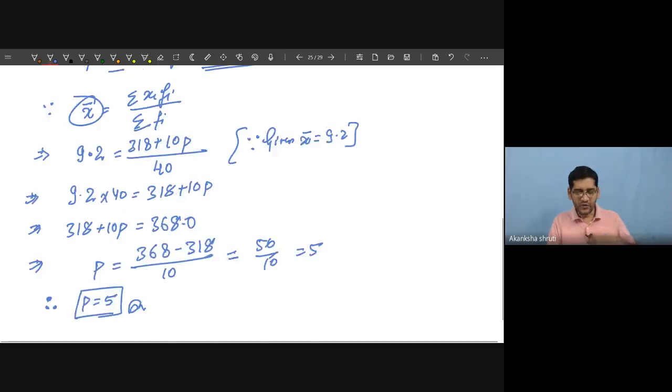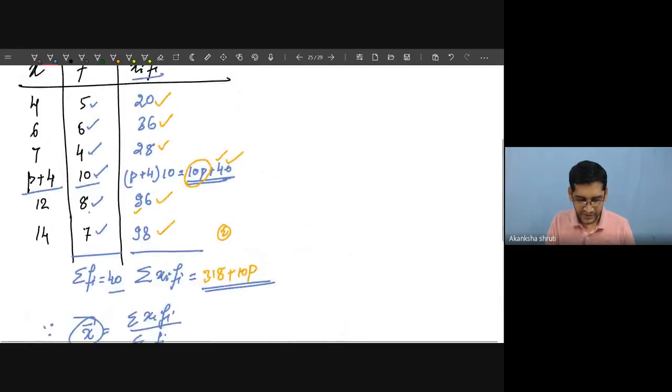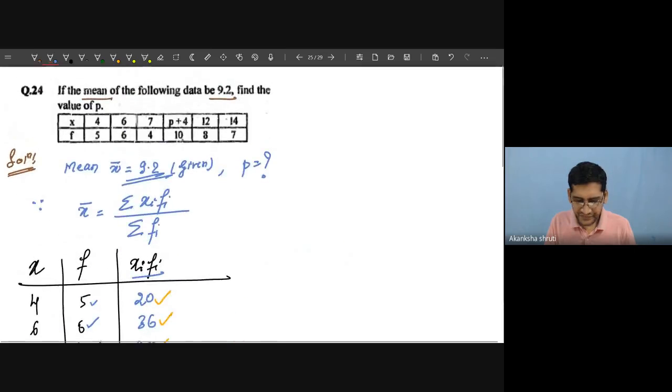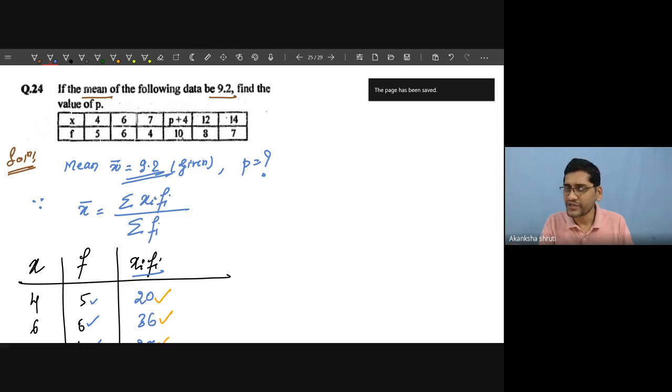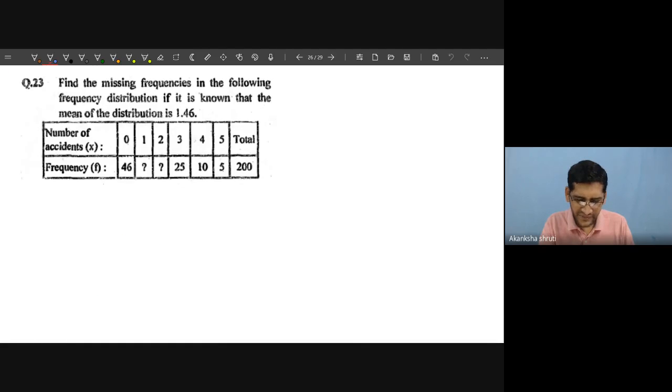So this way the unknown can be calculated. Be careful, how is the data given? What is given? Here mean was given, so we have applied the formula for mean. In many cases the median is given, then you need to apply the formula for median. Student, it may be possible that sometimes frequency itself is missing. Let us see this. Find the missing frequencies.